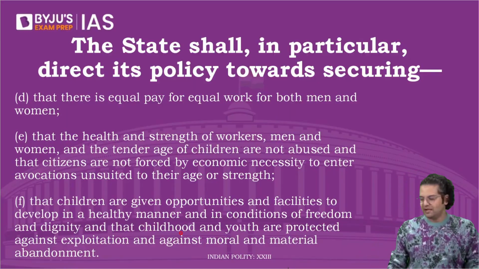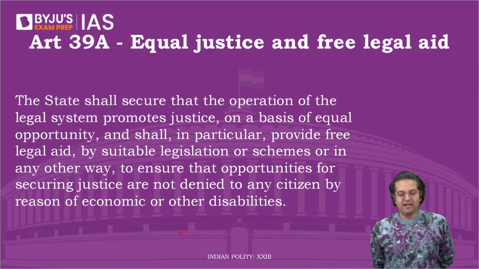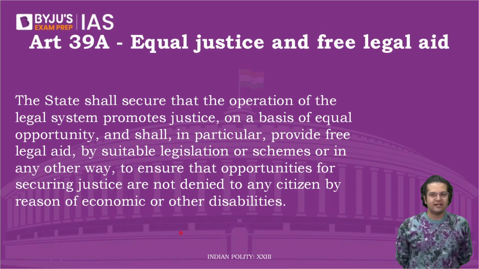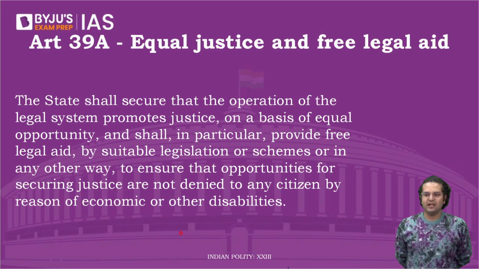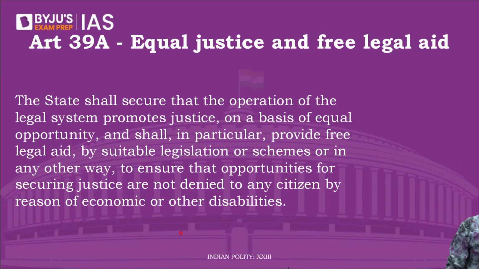So, anyway, a lot of repetitions. You will find it a lot in other articles also. This is Article 39A, free legal aid. Please tell me, what have we done to achieve this Article 39A, free legal aid for the weaker sections?